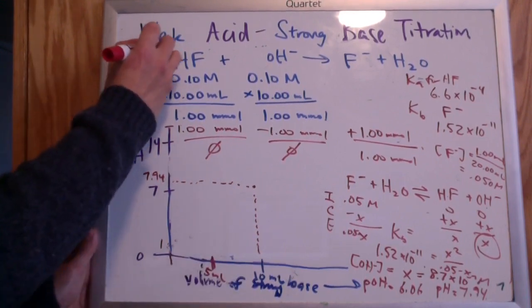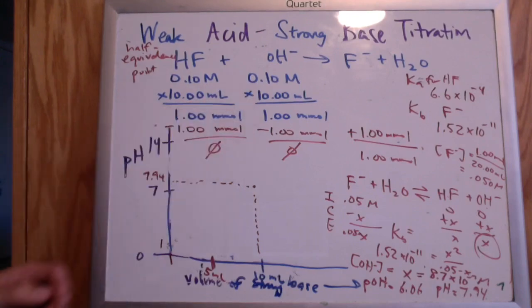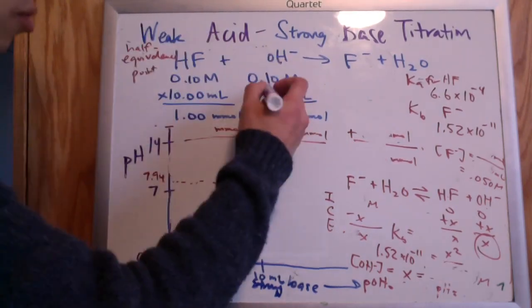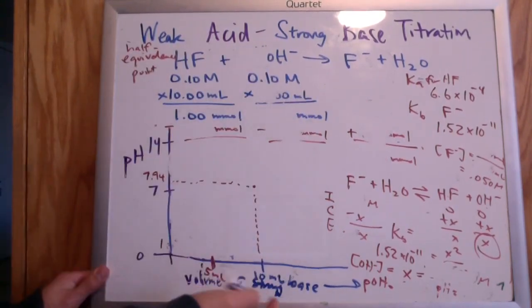So let's go ahead and do 5 milliliters, which is now instead of the equivalence point, the half equivalence point. So let me do a little erasing. At the half equivalence point, we're going to use half of the amount of base of the equivalence point. So the equivalence point was 10 milliliters.